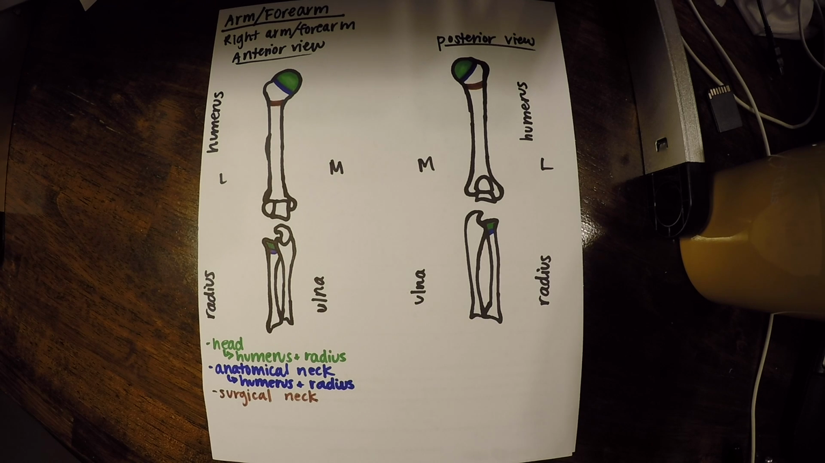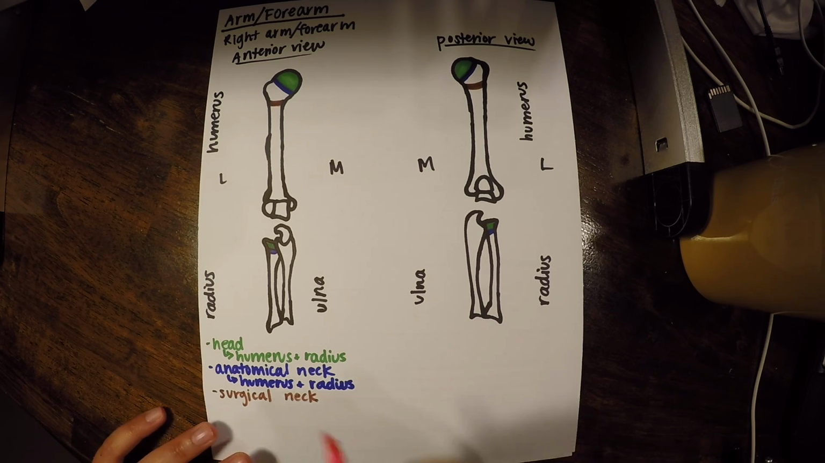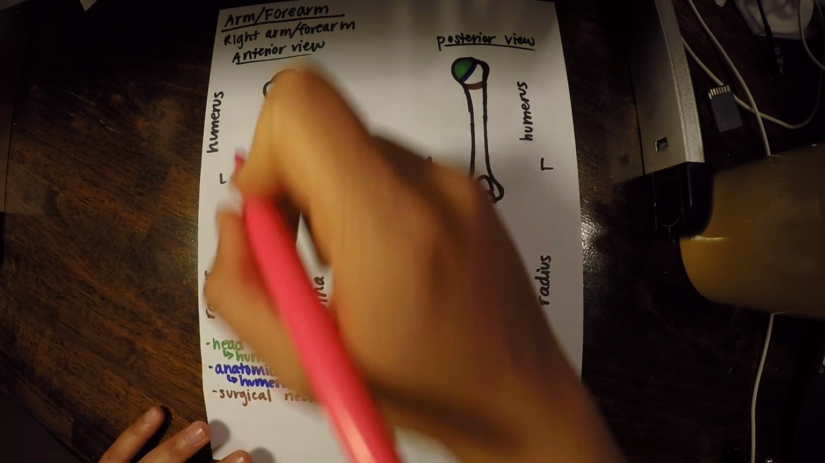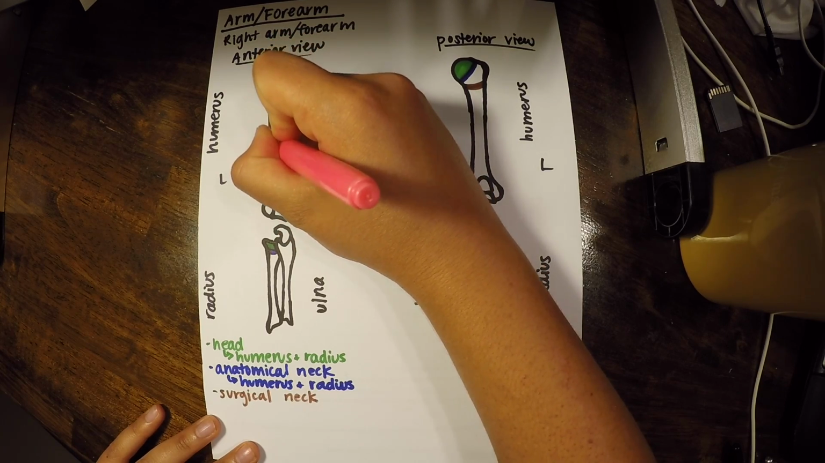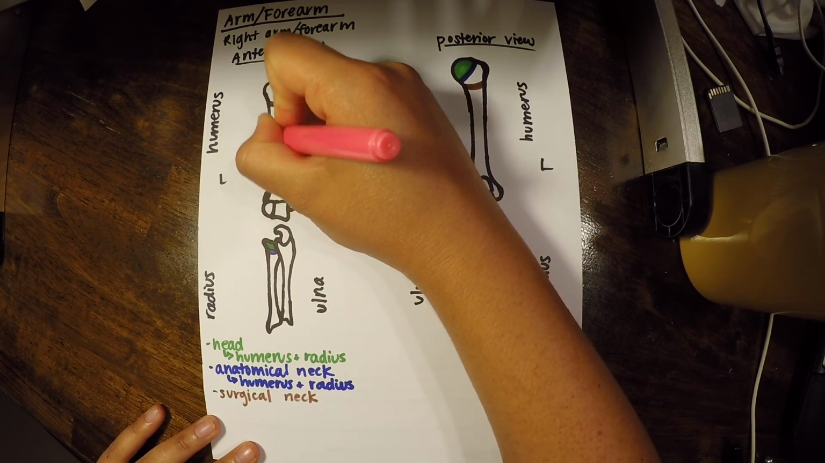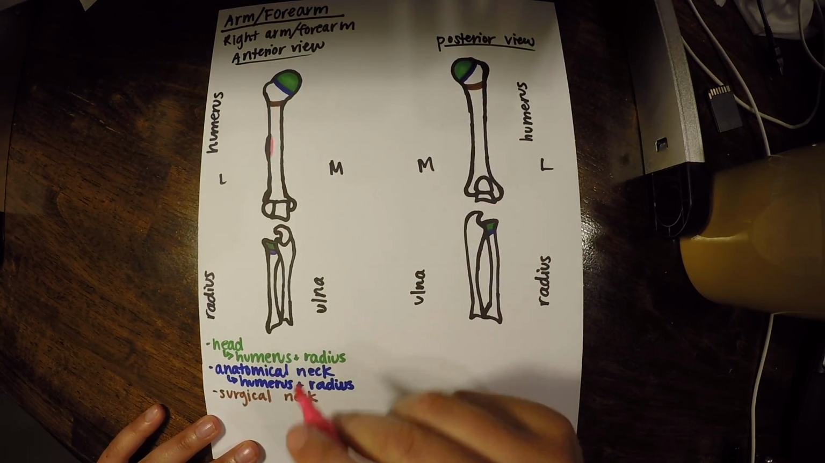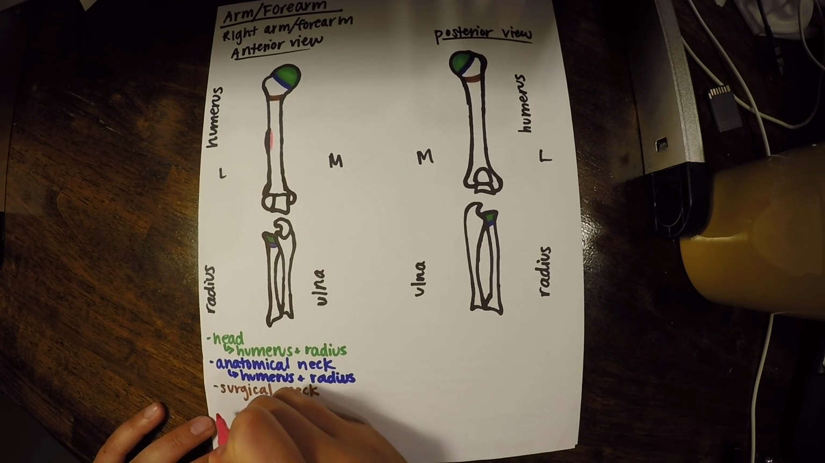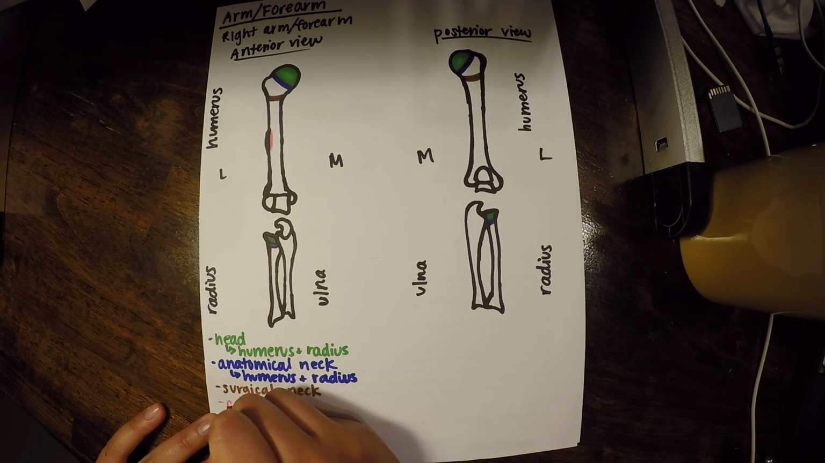Remember, we were talking about the importance of landmarks on bones because that's where muscles attach. We have a landmark right here, which is this little bump sticking out. And that is actually called our deltoid tuberosity because that's where our deltoid muscle attaches.